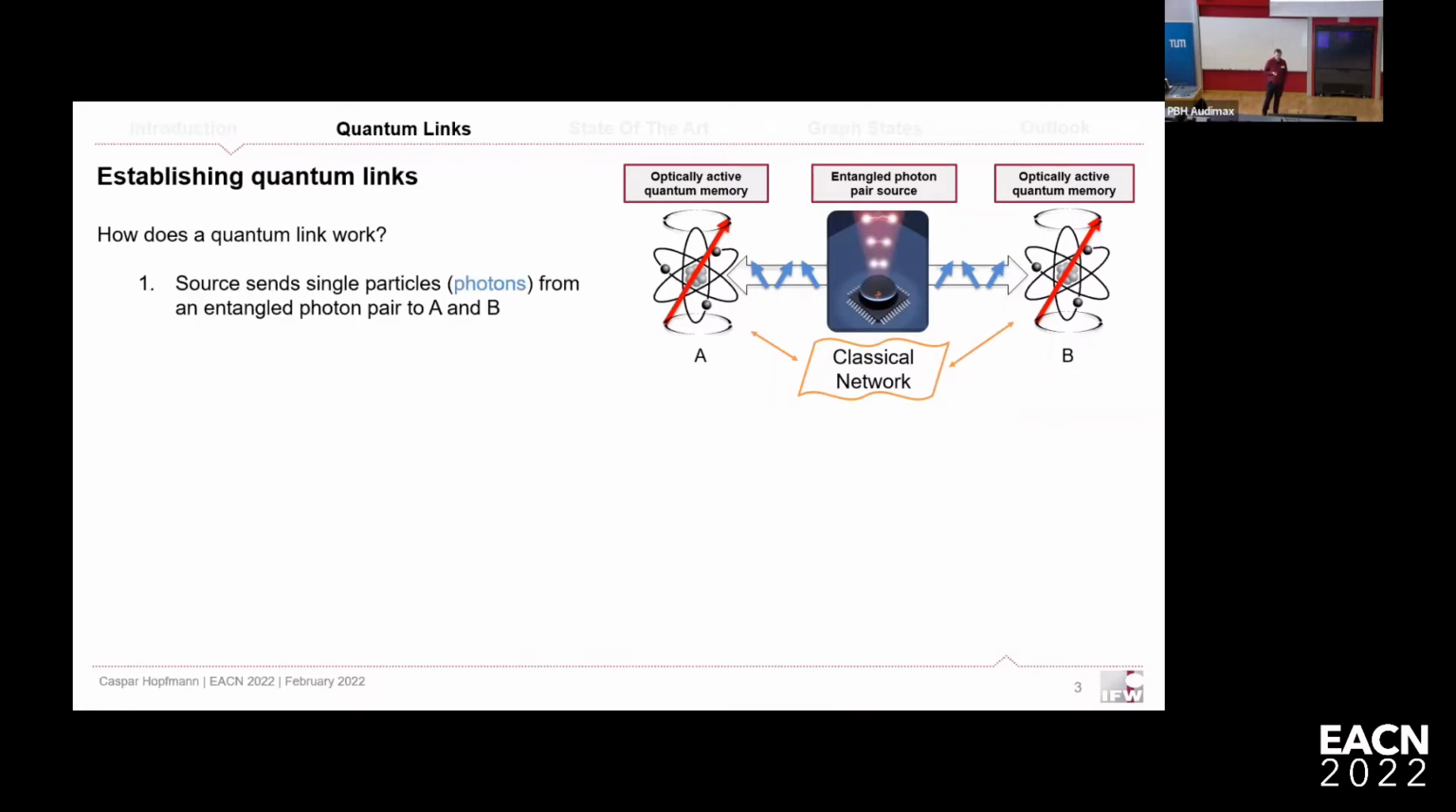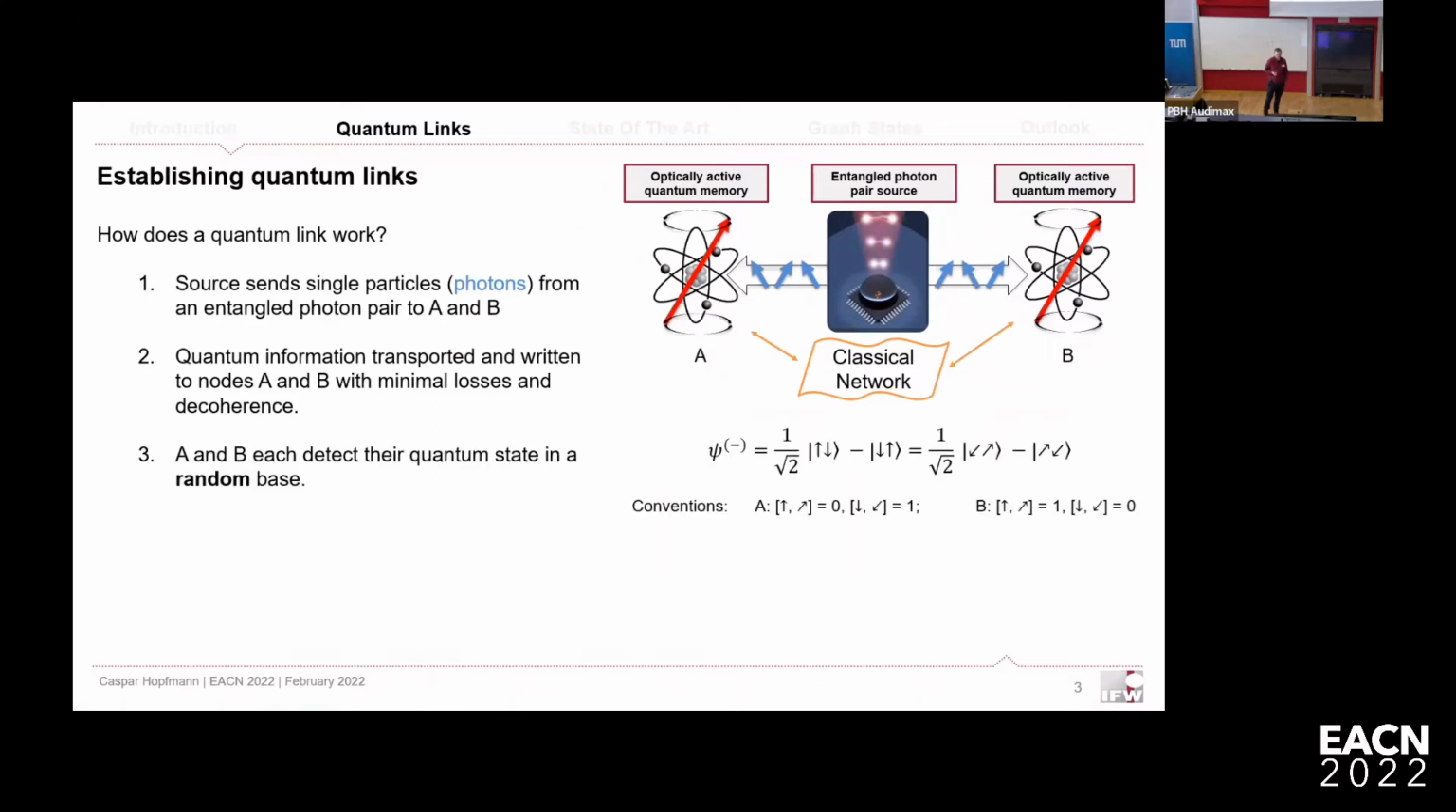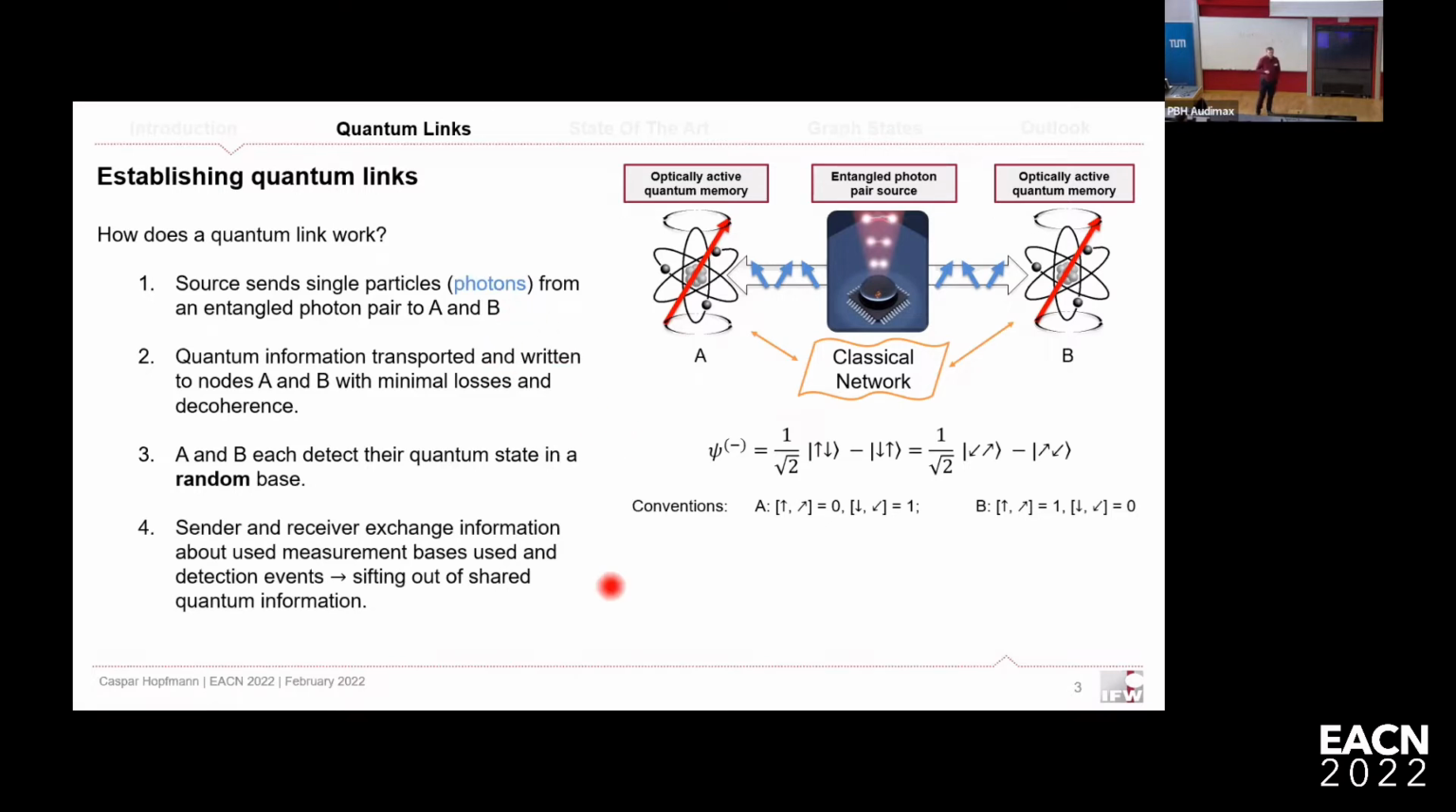Now, how this works, I tried to explain it already. We send the entangled photons, then we transport them with minimal losses, okay? Then the important point, in order to keep this a little bit general, is that we need to be able to do measurements in different bases. And at least this is my conclusion so far, that we will not be able to get rid of this kind of random base selection in the end. And then we need to exchange this information. And just this random base selection alone, if you just say that the quantum link is perfect, will limit our theoretical efficiency of the single quantum link to 50%.